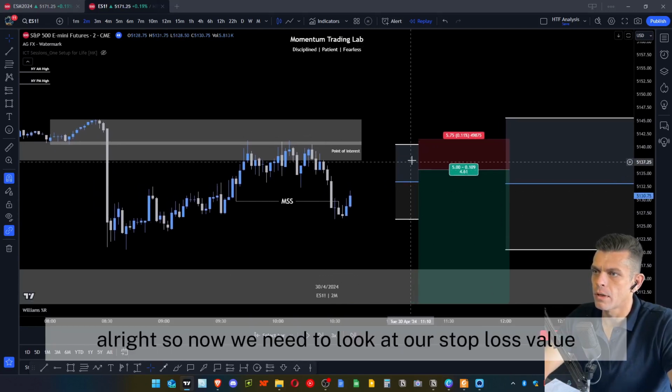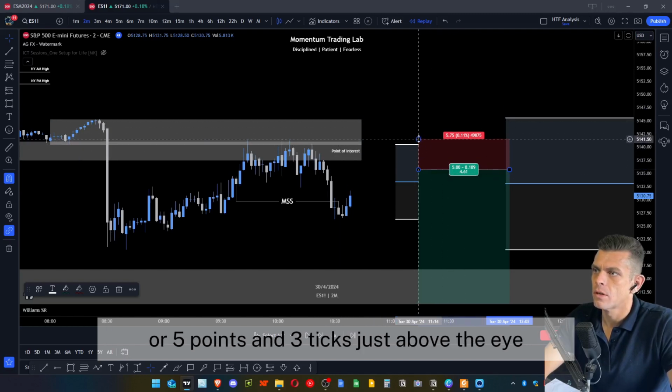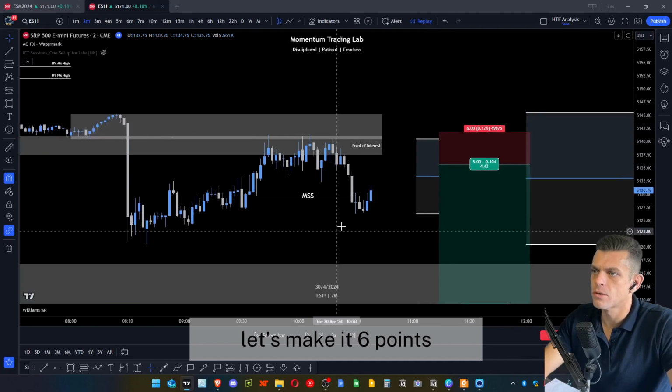All right, so now we need to look at our stop loss value. So the stop loss value is 5.75 points, so 5 points and 3 ticks, just above the high. Let's make it 6 points.